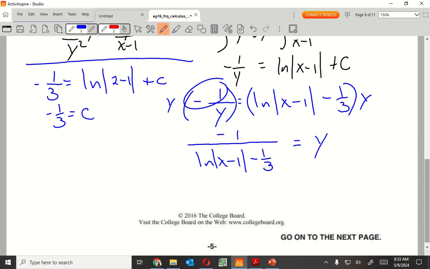Okay. Now I'm supposed to approximate something. 2.1, right? Yeah. 2.1. So let's see. Now that I have that set up, I'm going to plug that in. Let's change our colors again, because why not?